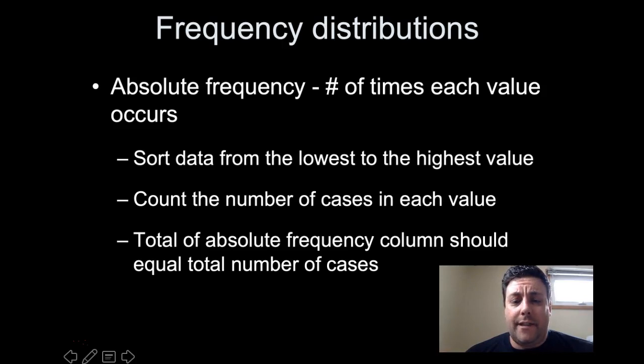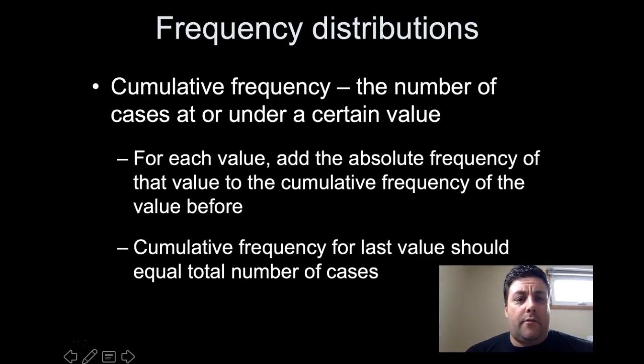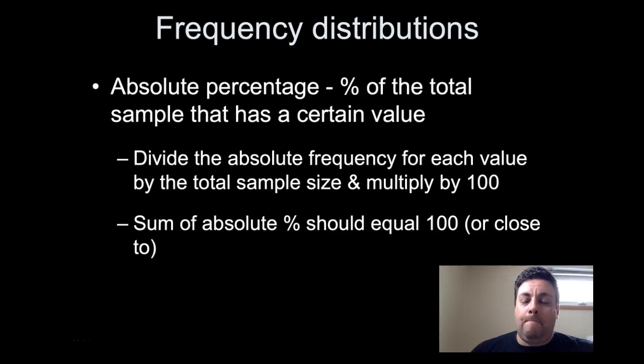If there's missing data, you have to factor that in as well. So the cumulative frequency is the number of cases that occur under a certain value. To calculate that, again, we're adding the absolute frequency of each value that comes above that one or before it. And then the cumulative frequency for the last value should equal the total number of cases. Again, that's sort of how we check ourselves here.